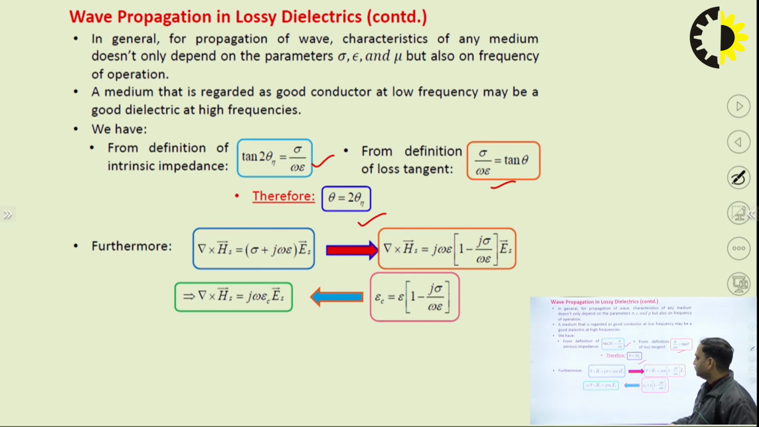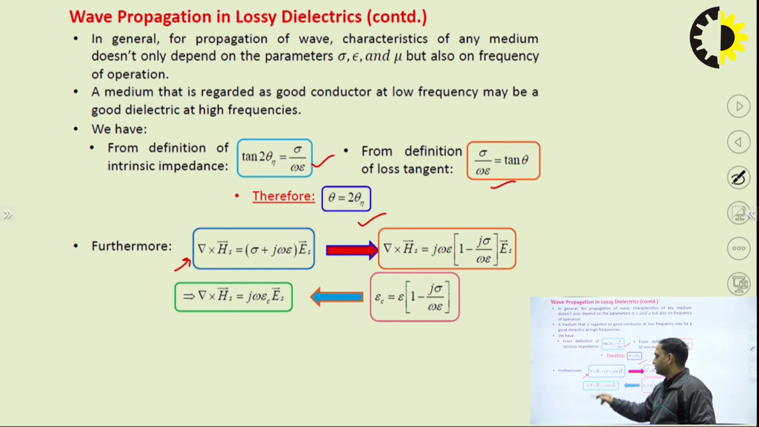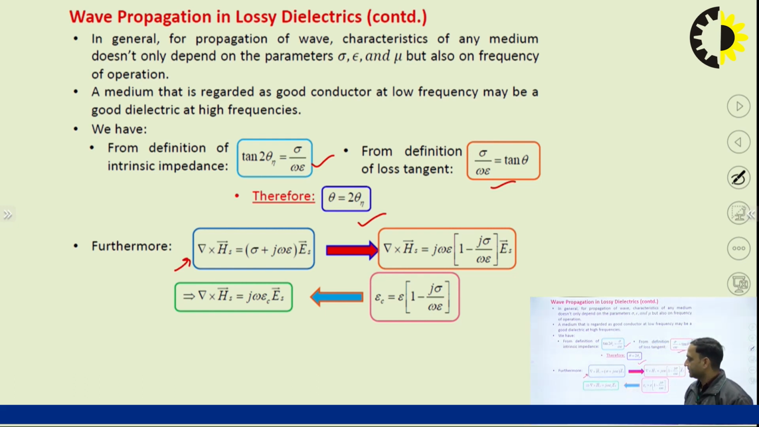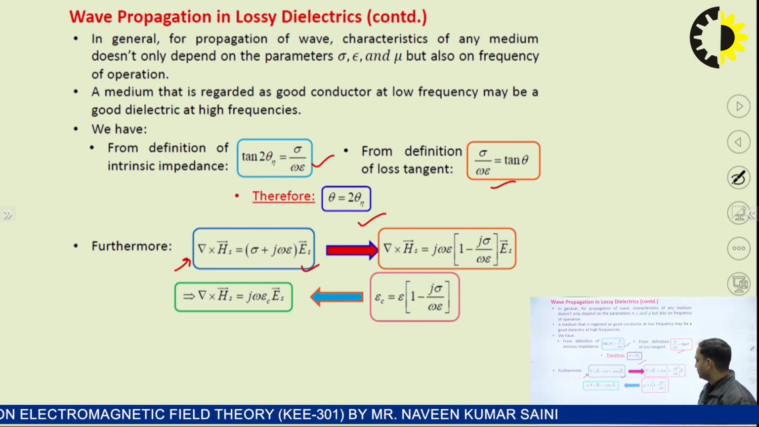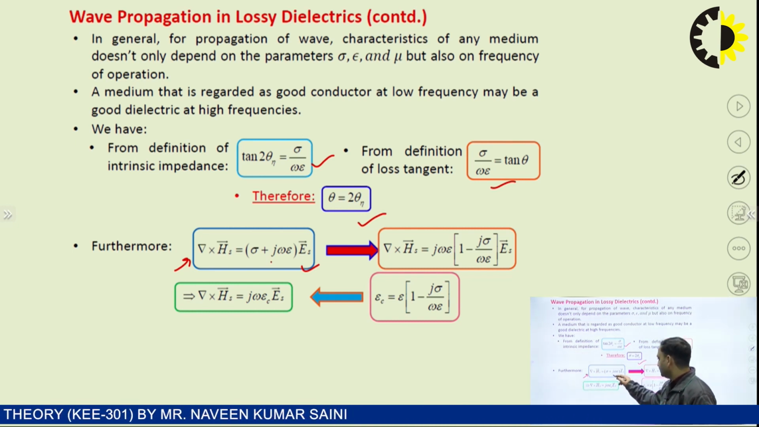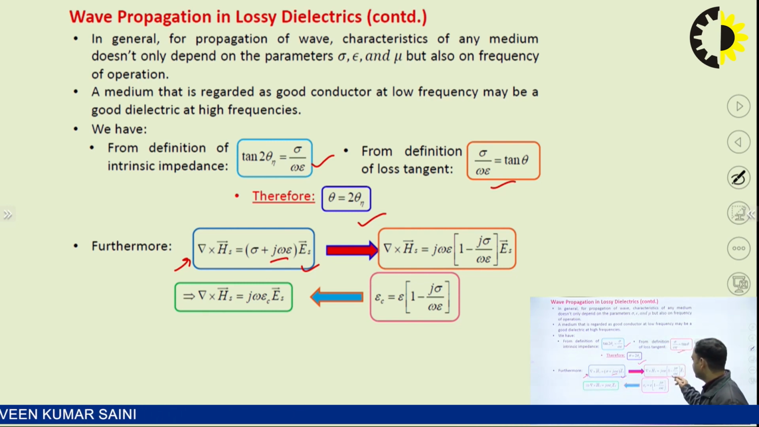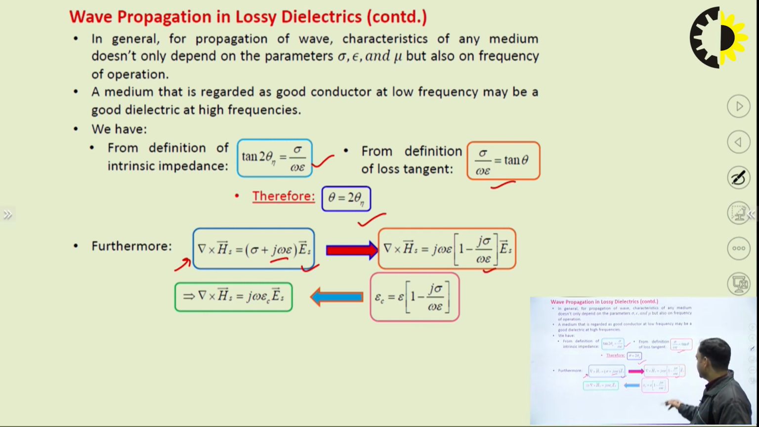So another intuition from Maxwell's equations: del cross H is equal to sigma plus j omega epsilon into E. So we know this equation. Now we modify it a little by taking the j omega epsilon outside. So what is left? 1 minus j sigma upon omega epsilon, times E.